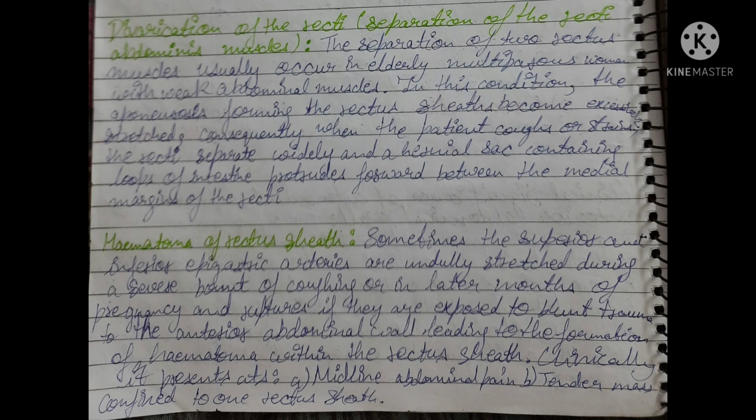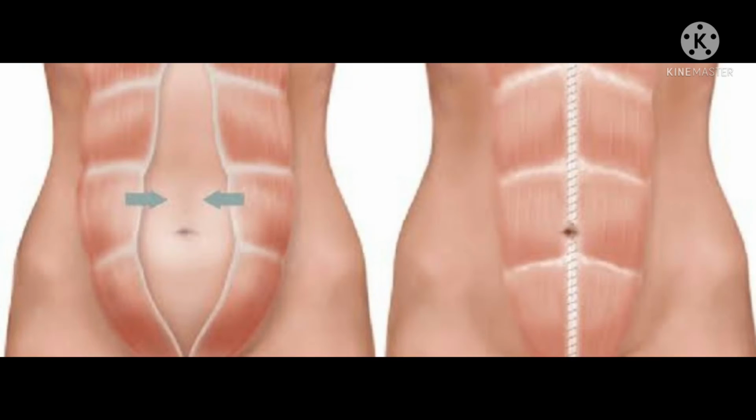In this condition, the aponeurosis forming the rectus sheath becomes excessively stretched. Consequently, when the patient coughs or strains, the recti separate widely and a hernial sac containing loops of intestine protrudes forward between the medial margins of the recti. Now in this diagram as well, you can see the separation of the two rectus muscles.